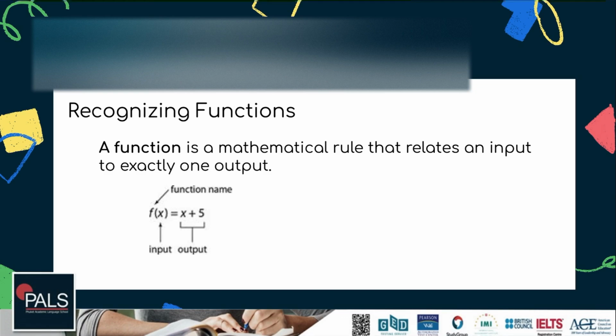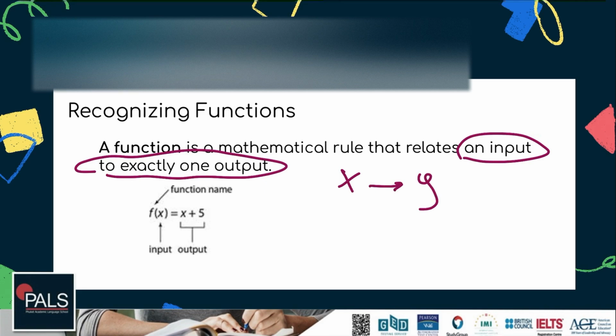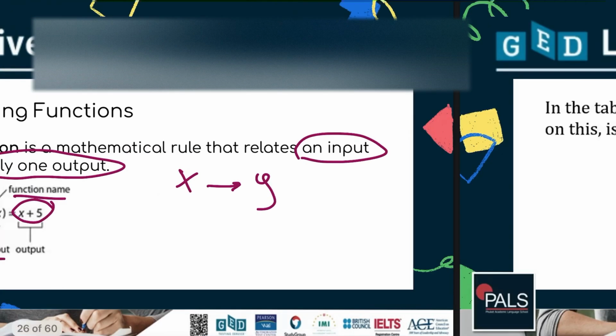Next, recognizing functions. Remember this one: a function is a mathematical rule that relates each input to exactly one output. So for x, you get just one value of y. This is the structure of the function that I told you. In f(x), x is the input, this one is the output, and f is the function name.